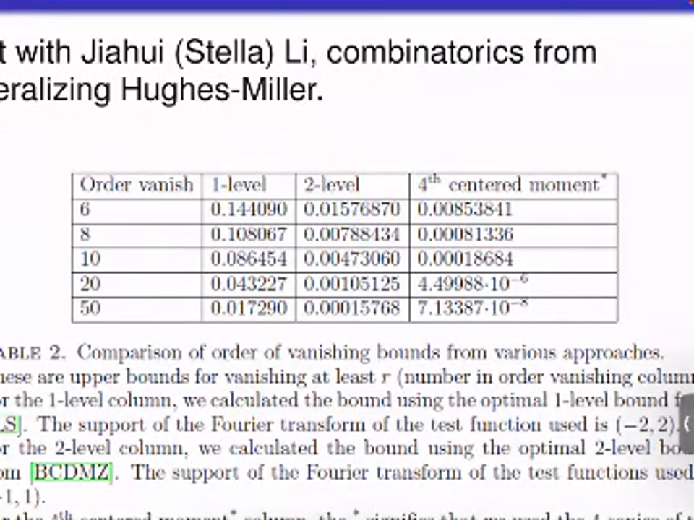Okay, so you can see the one level gives order vanishing for six at 0.144 as the upper bound. The two level gives 0.015, much better. And the four level gives 0.008, even better still by a good amount. When you get up to 20, you can see you're going from about 0.02 for the one level to 0.00015 for the two level, to 7 × 10⁻⁸ for the four level.